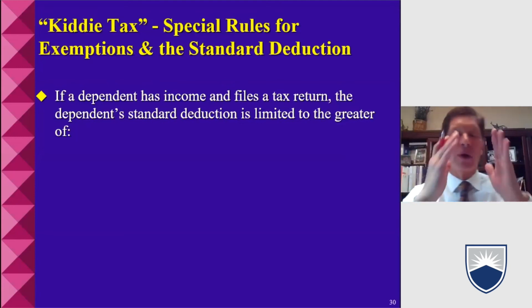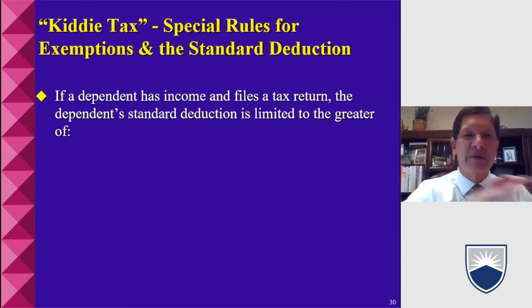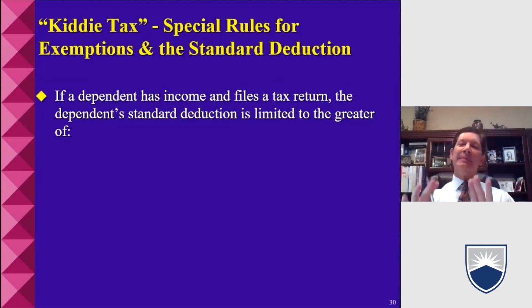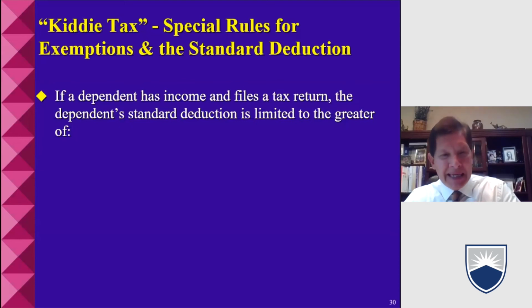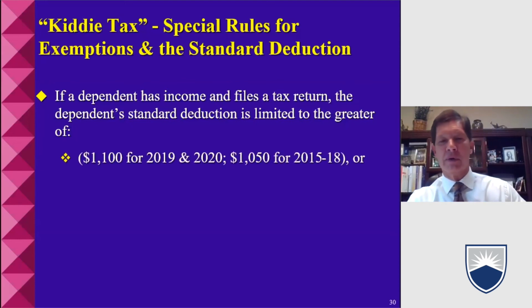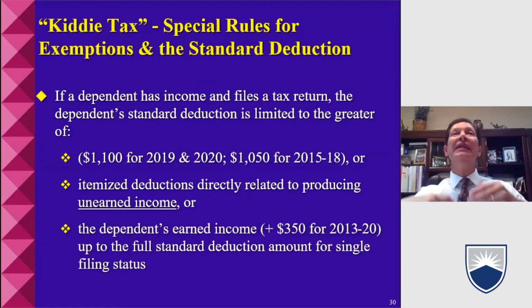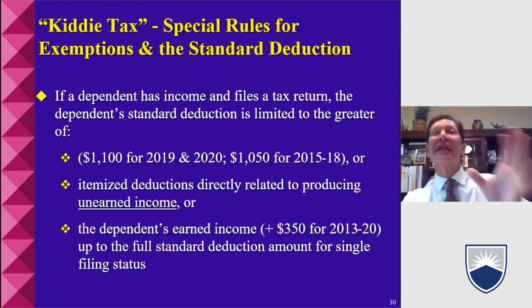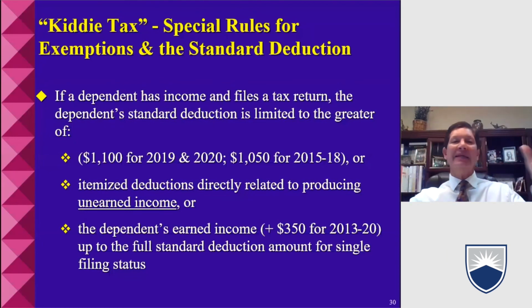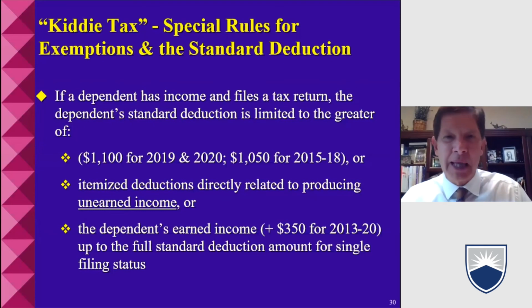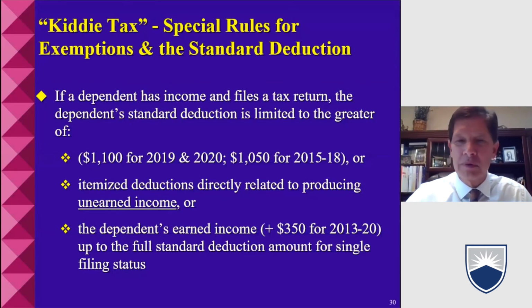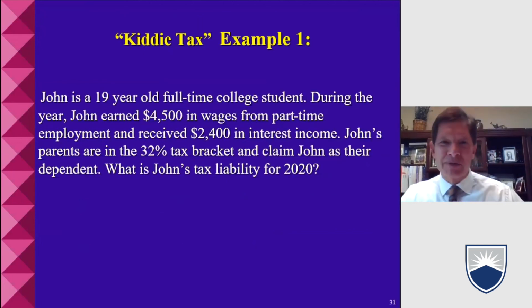The standard deduction. You can see where dependency exemption, kiddie tax, and the standard deduction are all tied together. If a dependent has income, remember the $12,400, and files a tax return, the dependent's standard deduction is limited to the greater of $1,100 or itemized deductions directly related to producing unearned income, or the dependent's earned income plus $350, up to the full standard deduction amount for single filing status. That's why in that example, with the $12,400 for the 18-year-old and a $40,000 long-term capital gain, I used a standard deduction of $12,400.